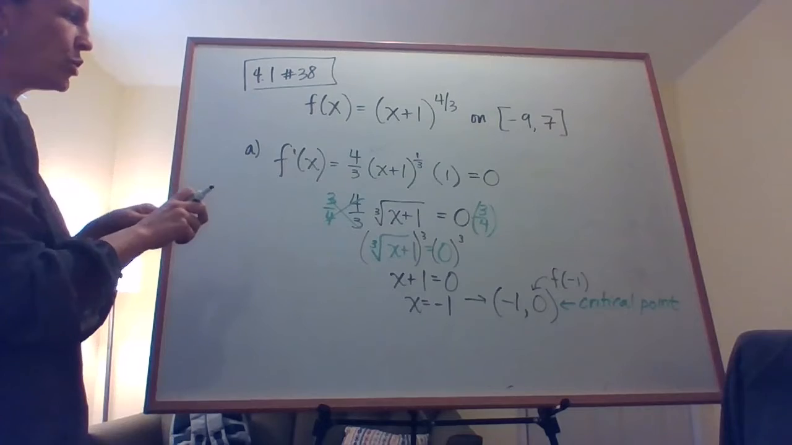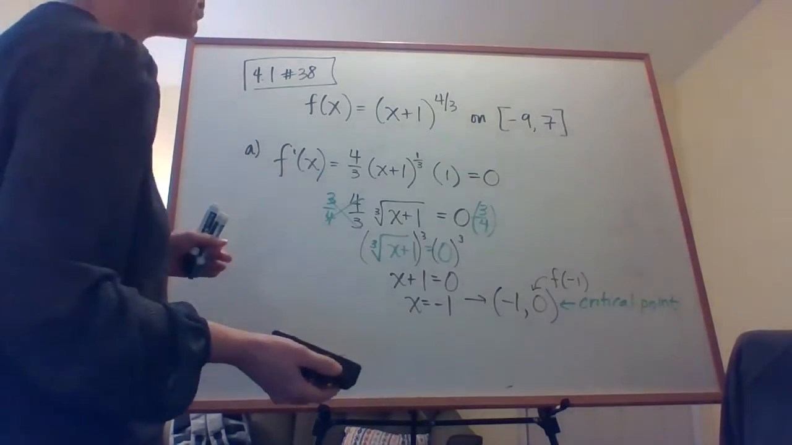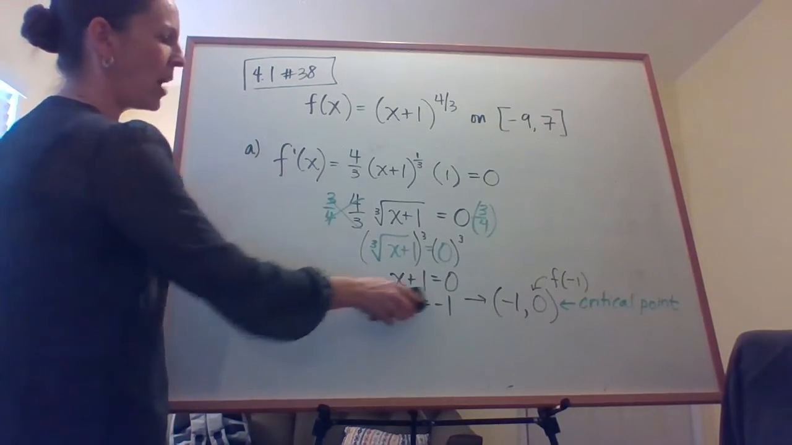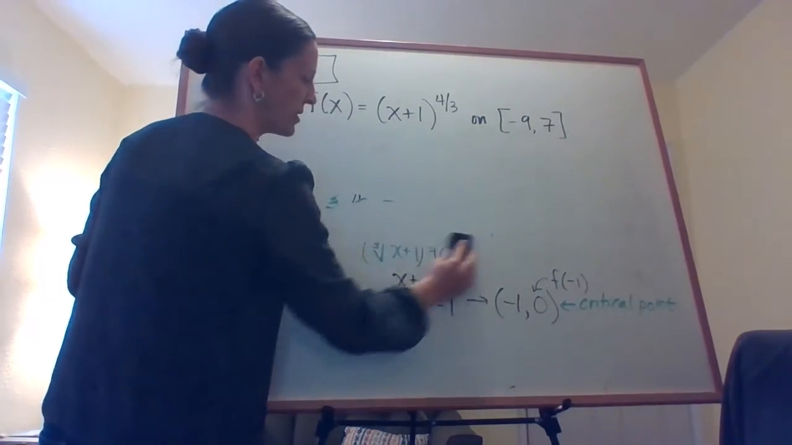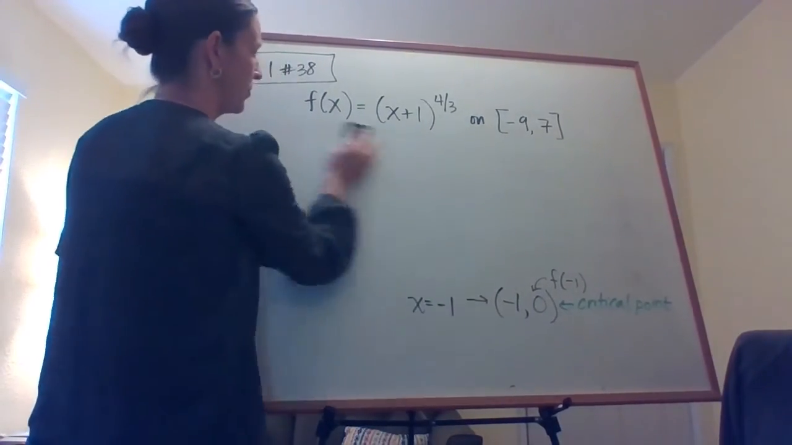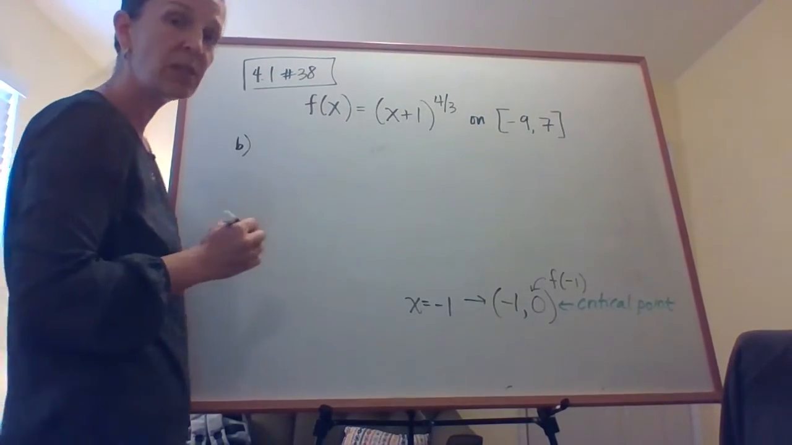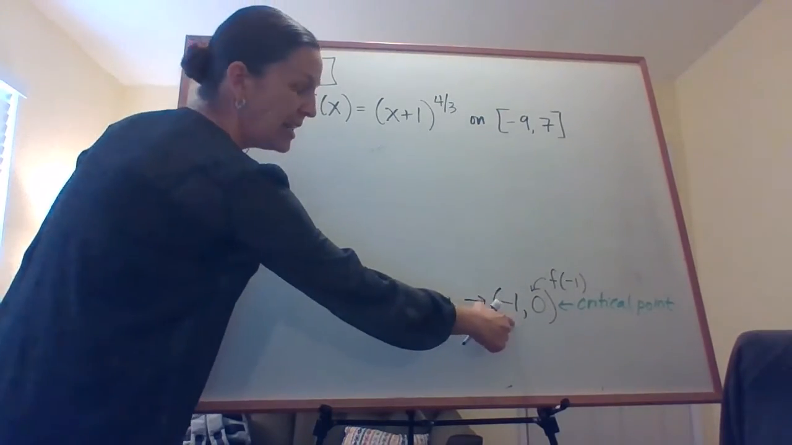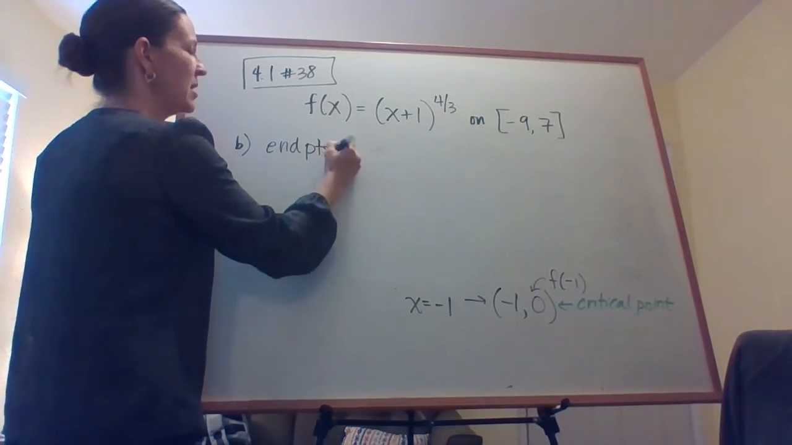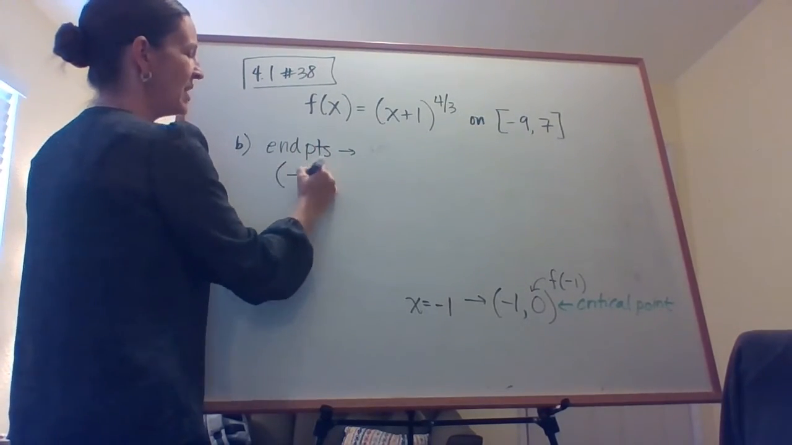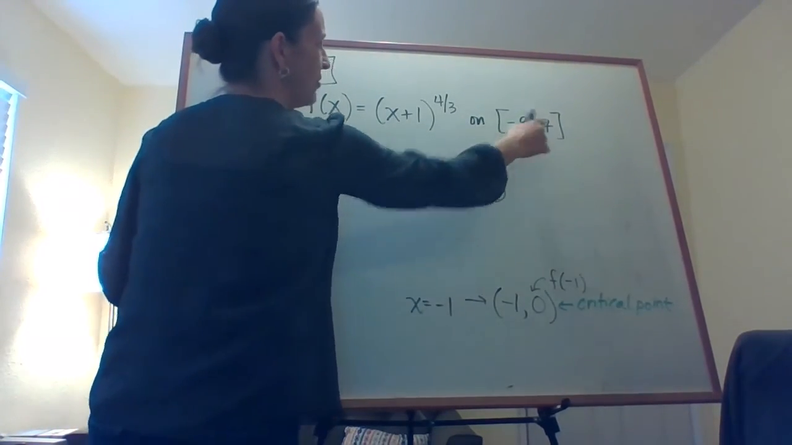All right, now we're going to do part B, which is going to be finding the absolute max and min. So I'm going to erase this top part. I'm going to leave what I have there. Okay, so this is part B. Remember, to find the absolute max and min, my options are any critical points and also the endpoints. So I need to find the endpoints. That means I need to find -9 something and 7 something, because my interval was from -9 to 7.